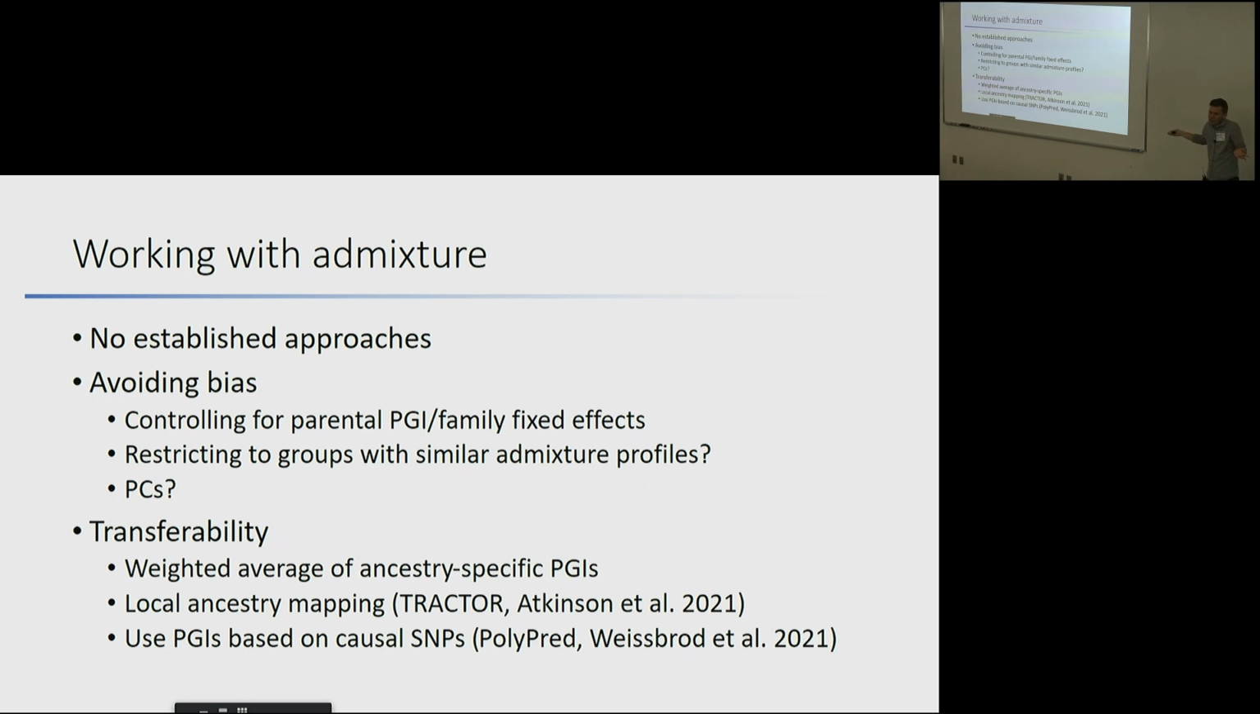You can try controlling for the parental PGI. That's always great. Maybe restrict to people with similar admixture profiles. Maybe PCs. It's not clear that works. Like, everything's a disaster when you have admixed people in your data.